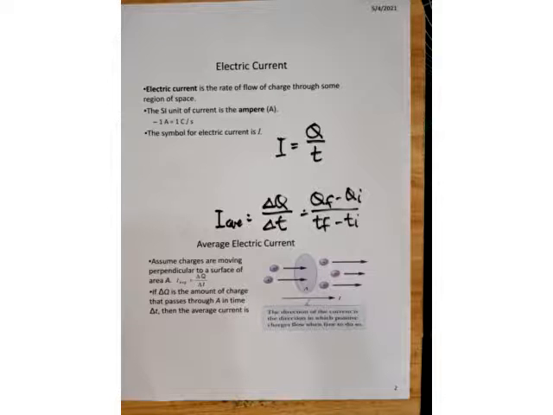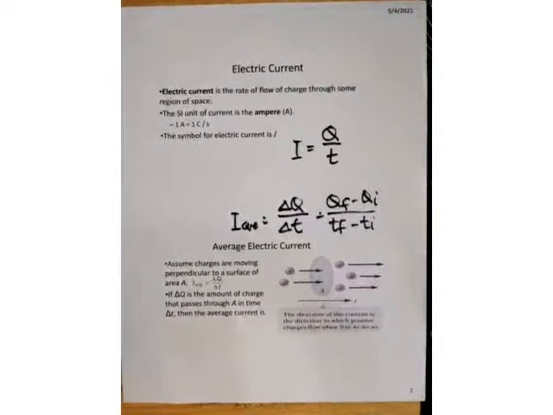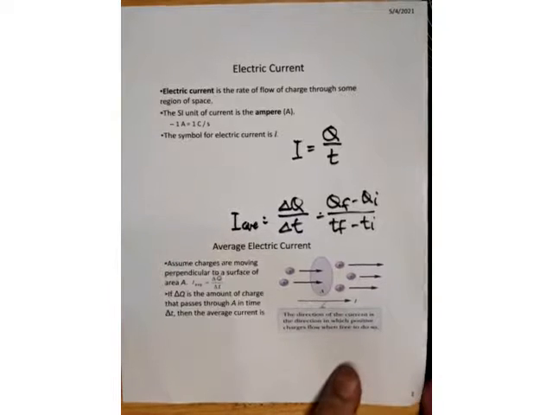Pag average naman, so let's say charges are moving, let's say in this direction to the right, at dumadaan sila sa isang cross-sectional area na A, so yung direction ng current natin is to the right. So if you want to get the average current, so that's equal to the total charges passing through this cross-sectional area over a total time. So yung total time na involved at lahat ng dumaan dyan na charges with respect to that total time. So that's equal to the average current. So consequently, Q final minus Q initial over T final minus T initial.